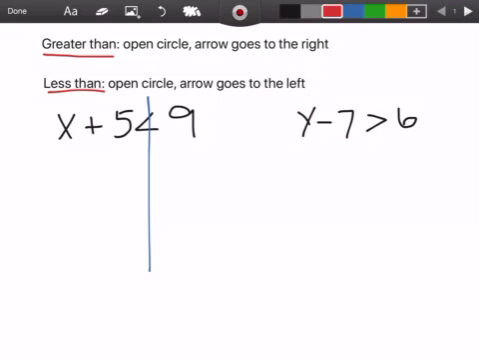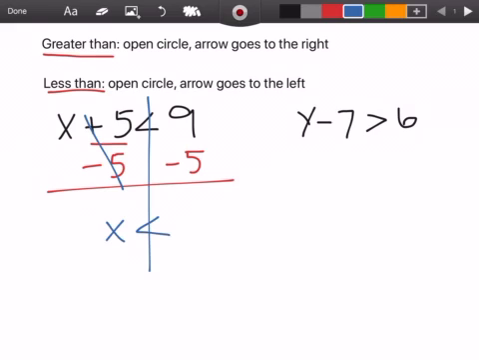So in this first one, x plus 5 is less than 9. I see x is the variable, and right now with x is plus 5. So in order to get rid of that, I'm going to think I need to do minus 5 or a negative 5 on both sides. That allows these plus 5 and negative 5 to cancel. It makes 0. So it shows me that x is less than 9 minus 5, which is 4.